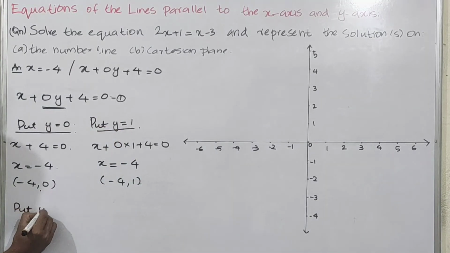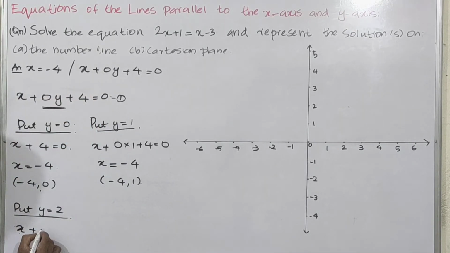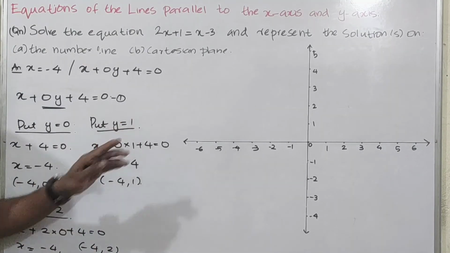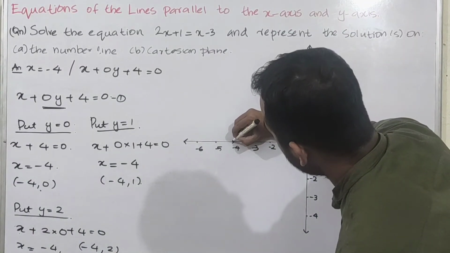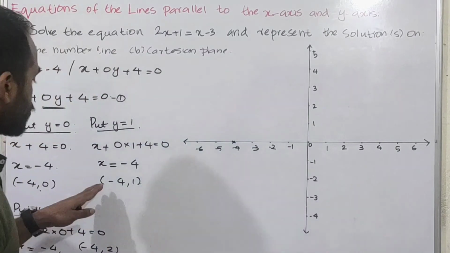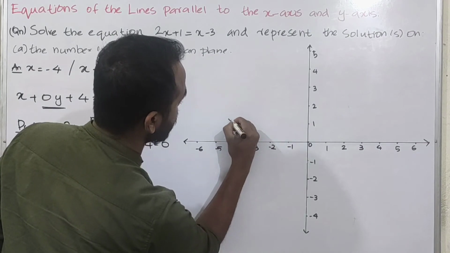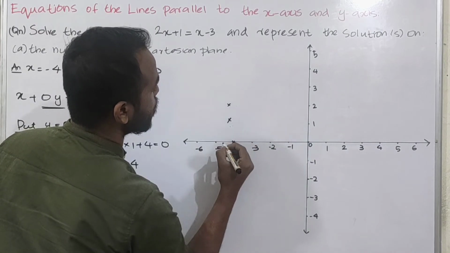Then we can find similar coordinates. Put y is equal to 2 in equation number 1. So x plus 0 into 2 plus 4 is equal to 0, or x is equal to minus 4. So again we have a coordinate, minus 4 comma 2. These three coordinates would be enough for us to draw the graph. The first coordinate is minus 4 comma 0. Here is minus 4. It's this value. Then the next coordinate is minus 4 comma 1. So this is minus 4 and this is 1. So this will be here. The next point is minus 4 comma 2. This will be the coordinate.